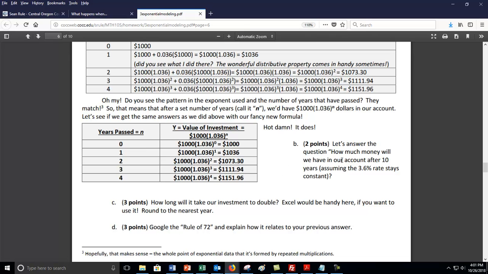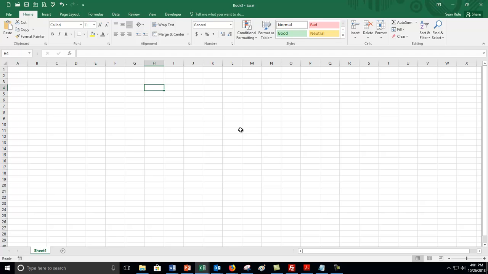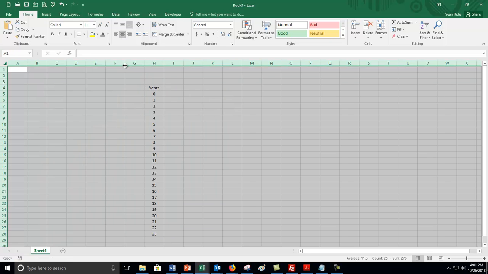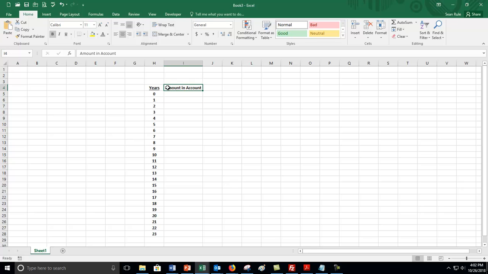I wanted to answer the question, how much money will we have in our account after 10 years, assuming 3.6%? So I got a little blank spreadsheet right here. So I'm just going to start. We ran a couple models in class last week. And I'm going to stretch this thing out. Year 0 through 4. We'll go down to, like, I don't know, 23 sounds good. Let's make the whole thing centered. Make it bolded. All right, so years, and the formula you all seem to like, amount in account. You seem to like this one more than anything.